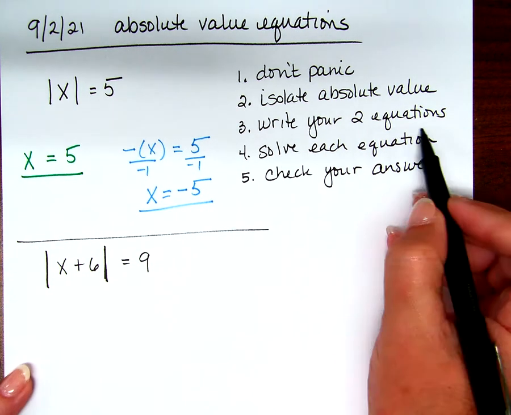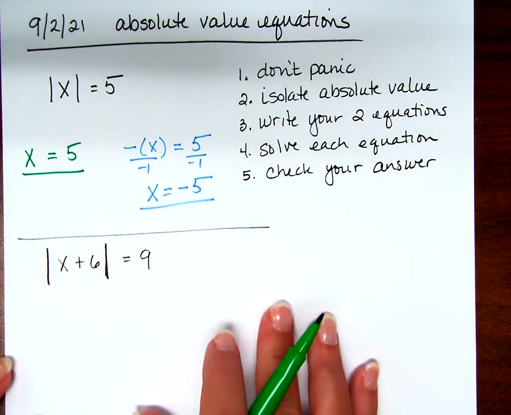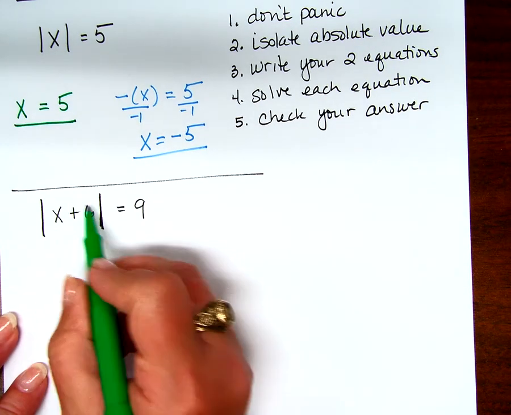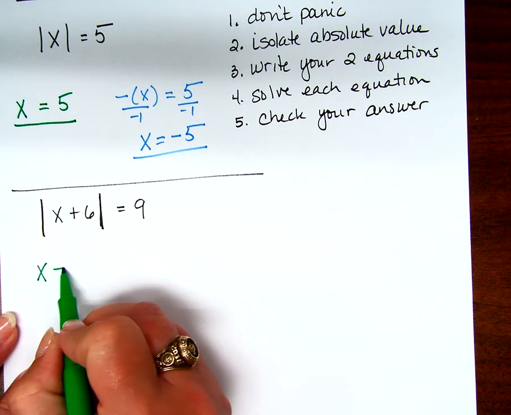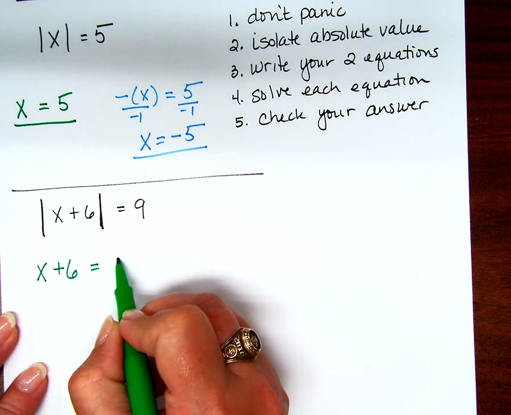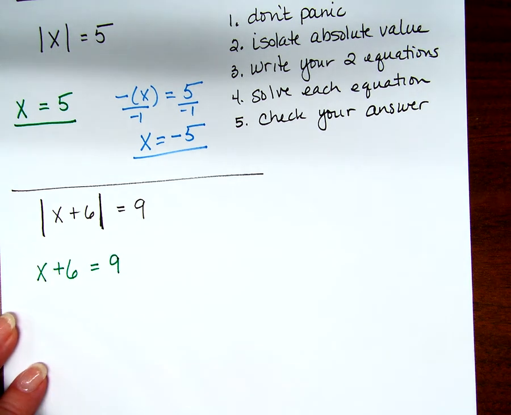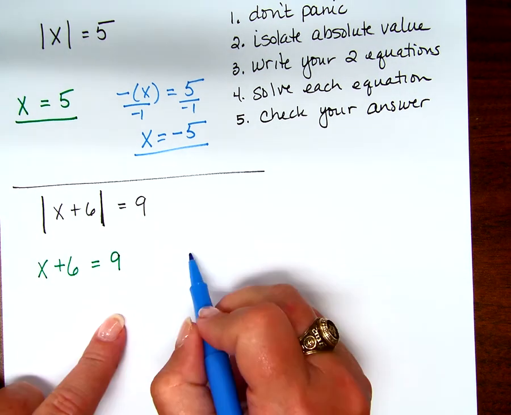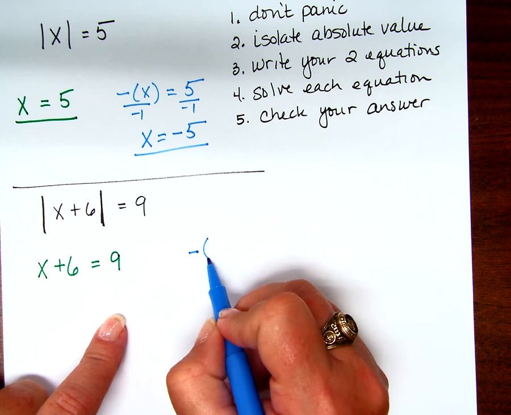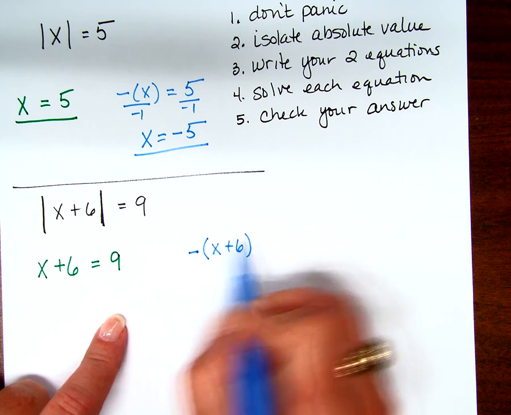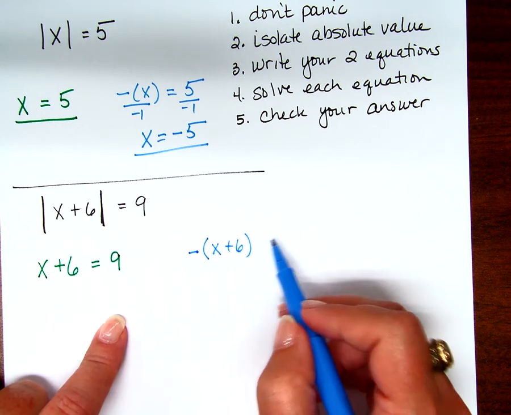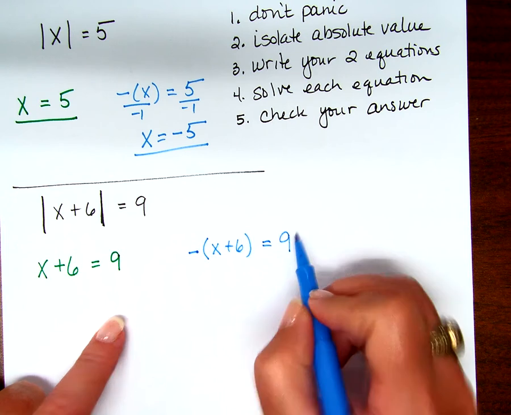Now, write 2 equations. What's my first equation? Whatever's inside equals 9. What's my second equation? The opposite of whatever's inside. Negative times x plus 6 equals 9.